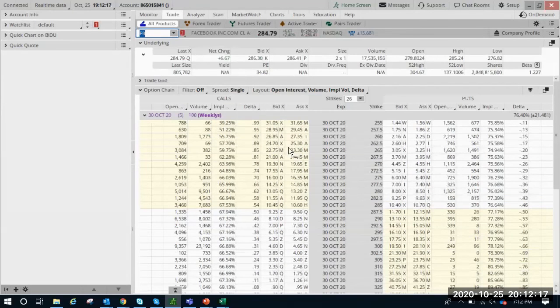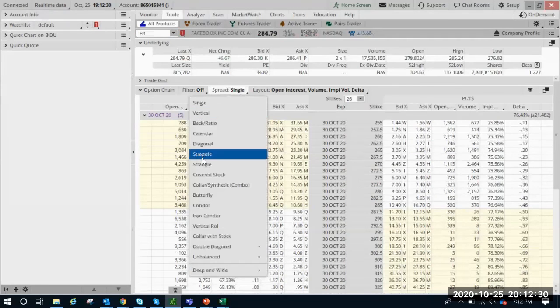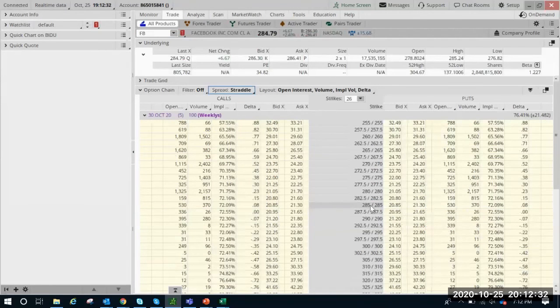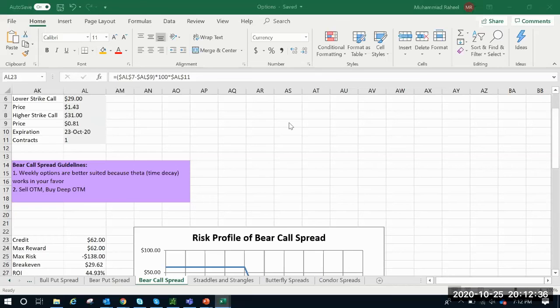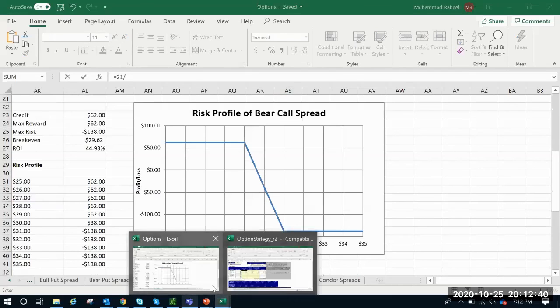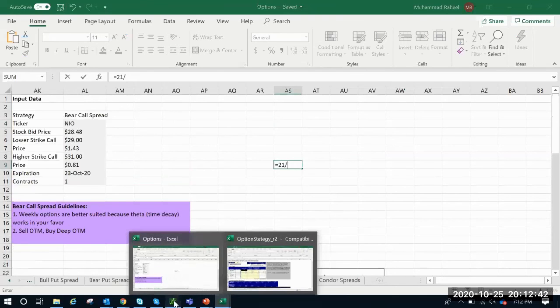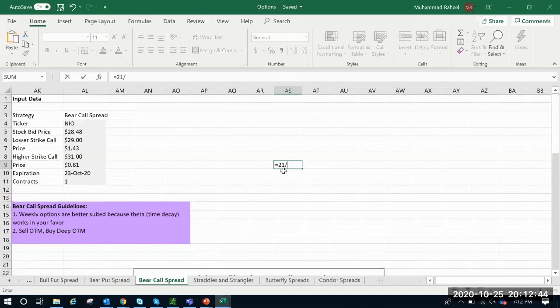Facebook is trading at 284, right? And you said it's this week, right? So let's take the 285 straddle. Let's look at the straddle. The 285 straddle is about 21, right? So 21 divided by what was that price? 281? 284. 285 almost, yeah. 285.